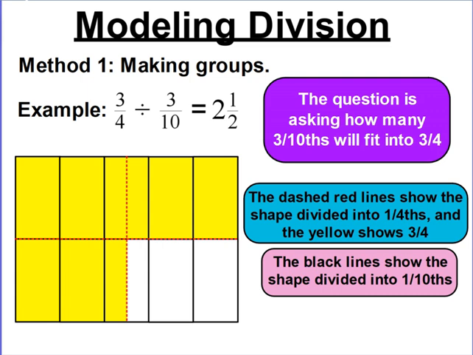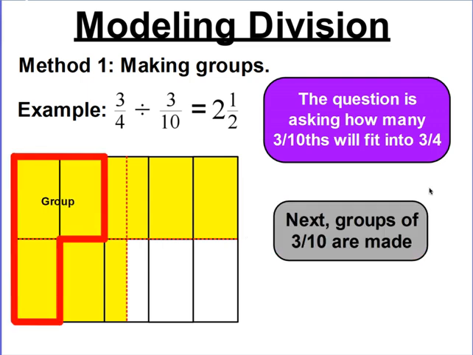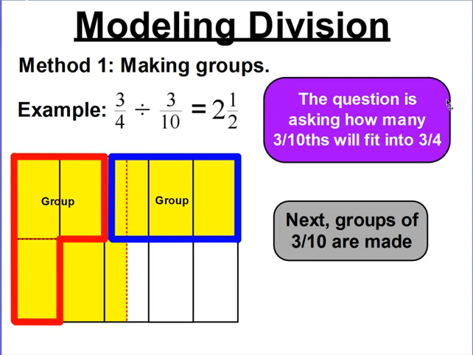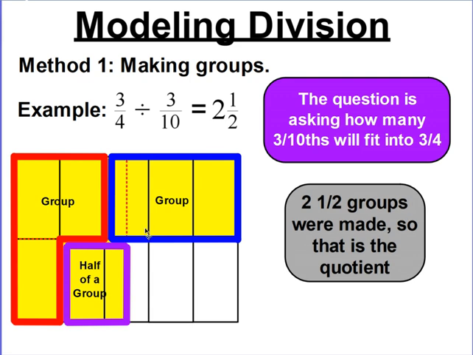How many groups can I make? There's one group of 3/10. There's two groups of 3/10. And then this last part, it has 1.5 blocks. 1.5 is half of 3. So if I take this space right here, that's a half of a group. It's not a full group. So I was able to make 2.5 groups out of that yellow space when I break it into 3/10. So I made 2.5 groups, so that's the quotient.